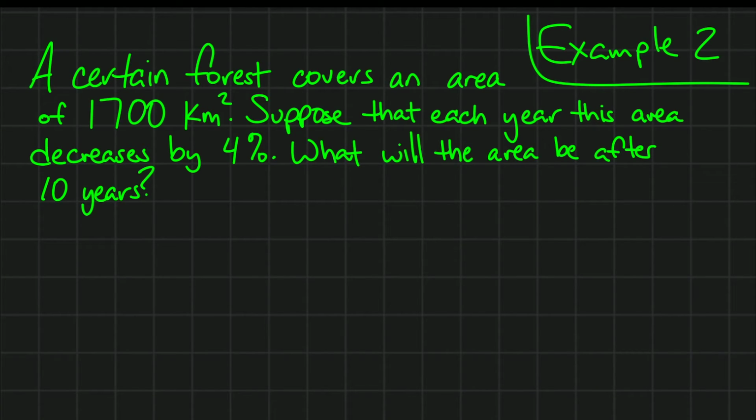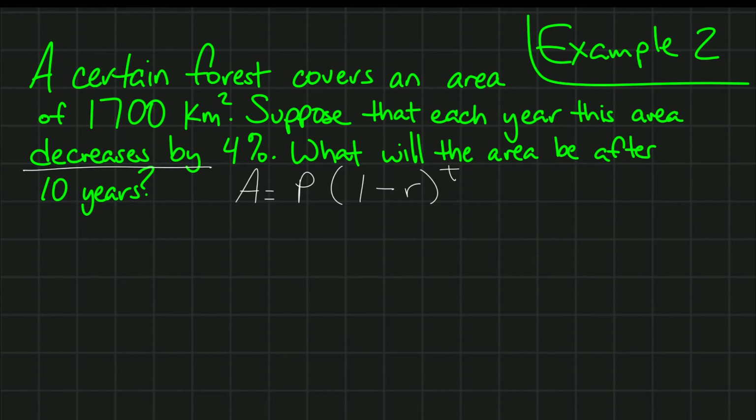For example number 2, a certain forest covers an area of 1,700 kilometers squared. Suppose that each year this area decreases by 4%. What will be the area after 10 years? So again, we're going to look at this from the vocabulary. Decreases by means that we're going to be subtracting. So if we look at our formula, which again is going to be A equals P(1 minus R) to the T power, all I'm going to do is plug in all the values.